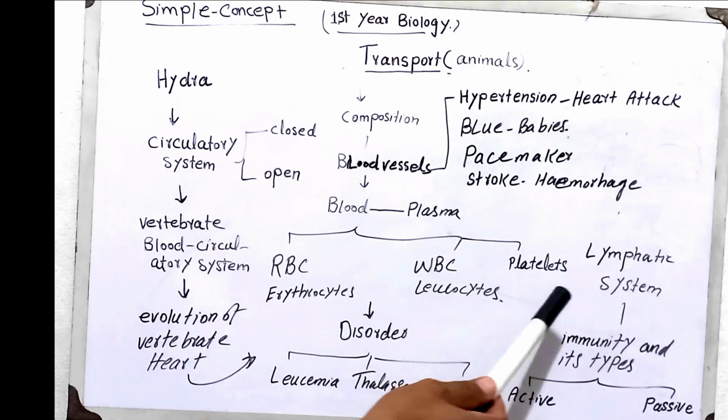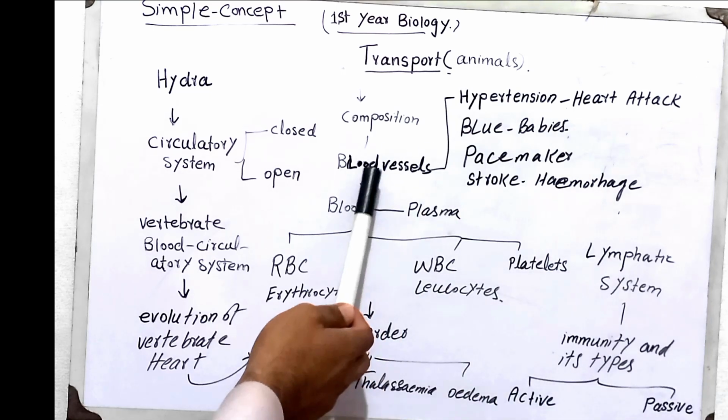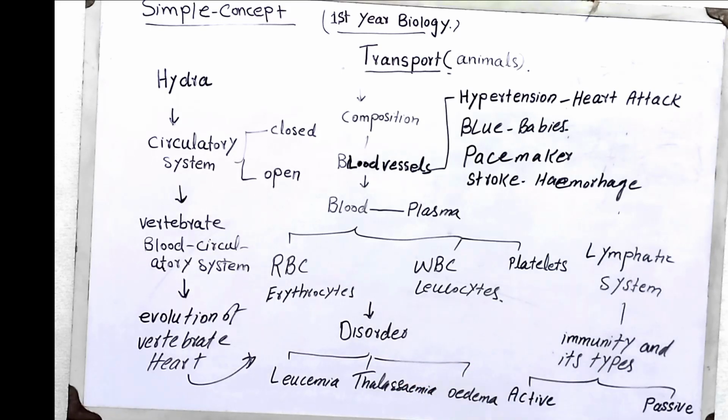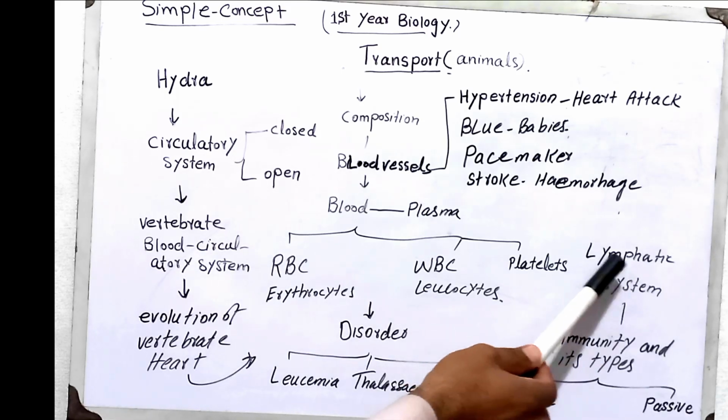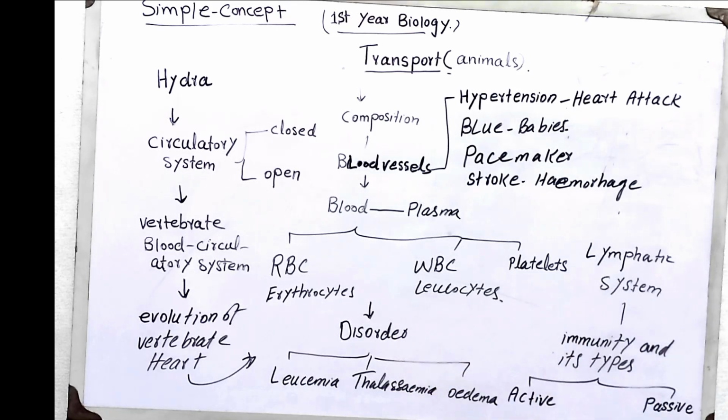In the same way, another transport system is the lymphatic system. The fluid that comes from the blood vessels may be diffused or released, and it is taken up by the lymphatic system. The lymphatic system contains lymph, which is a fluid, and lymph nodes, which provide immunity and destroy toxins. For immunity, there are two types: active immunity and passive immunity.